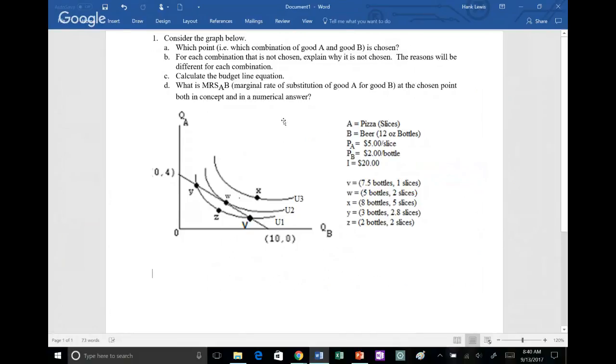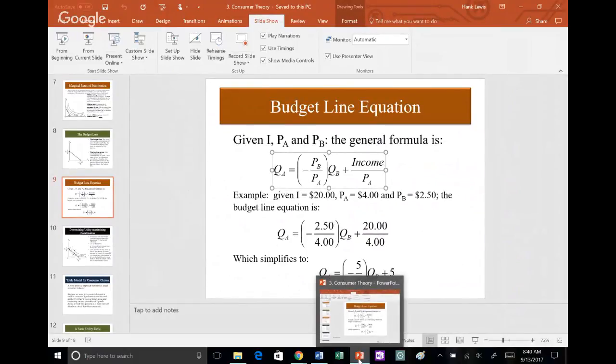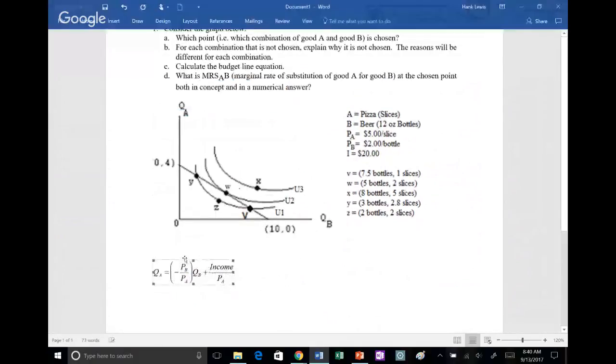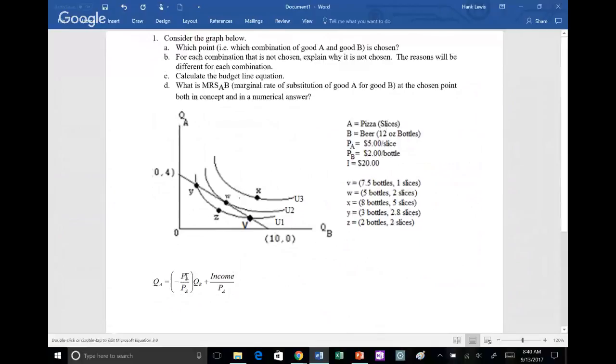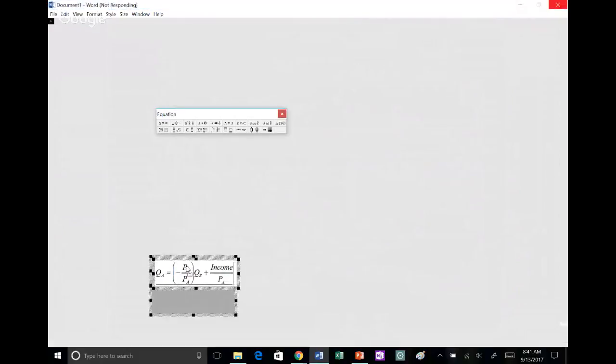Now, let's talk about the budget line equation. Again, just a quick reminder to everybody here. The formula says QA is equal to negative price of B over price of A times QB plus income times the price of A. So I'm going to borrow this here and insert this into this Word document, and we're going to go ahead and solve for this. Now, notice you're given price of product A, price of product B here. The slope is negative PB over PA. Well, that's $2 over $5. That's going to be a very easy reduction for us. $2 divided by $5. Let me zoom in here just a wee bit because I'm having a little bit of problems with the controls here.